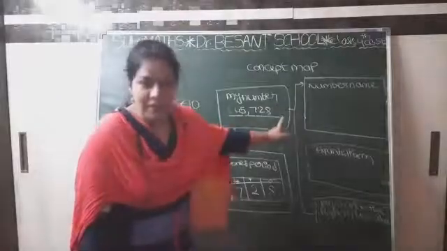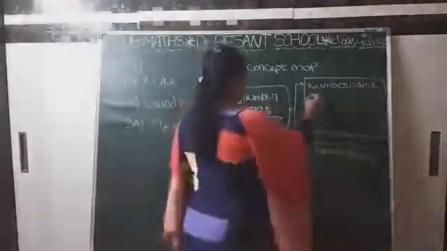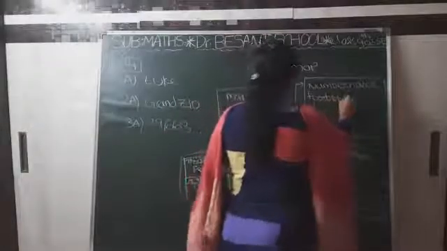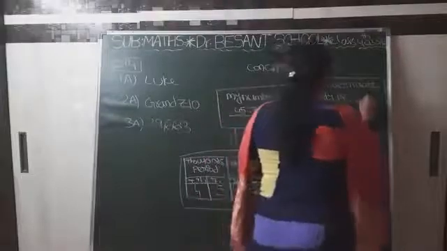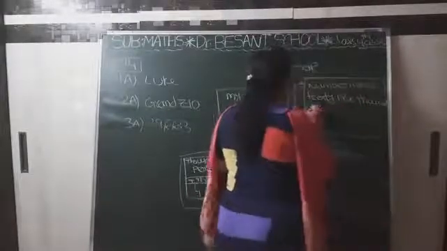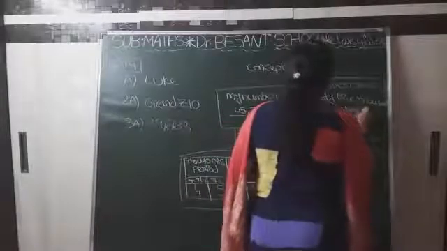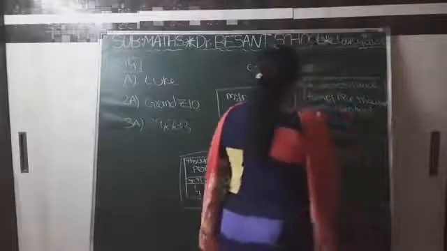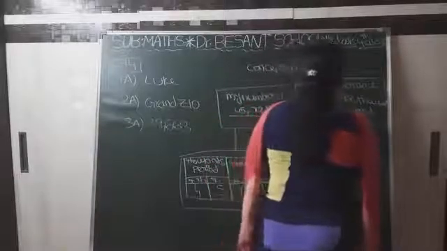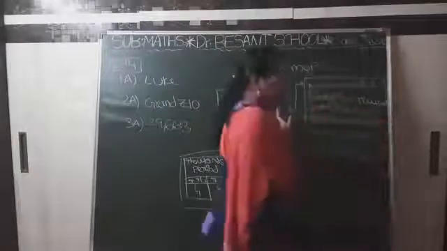45,728. That's why you should write that one in the number name block. Okay. You should write forty-five thousand, 45,000. Seven hundred, 700. And twenty-eight, 28. This is the number name of this 5-digit number.